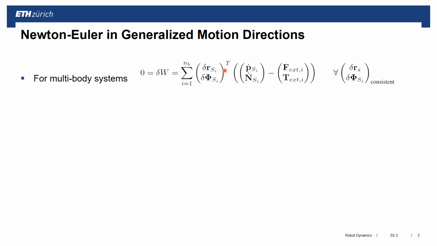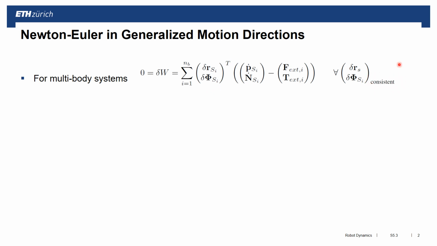Now for a single body, we had this component here. The variation in position and rotation could be chosen arbitrarily because this individual body can be moved in all directions without constraints. That means if this whole thing has to be 0, we had to have that part be 0. Now this is not true anymore for interlinked multi-body systems, where the variation needs to be consistent with the individual joints.